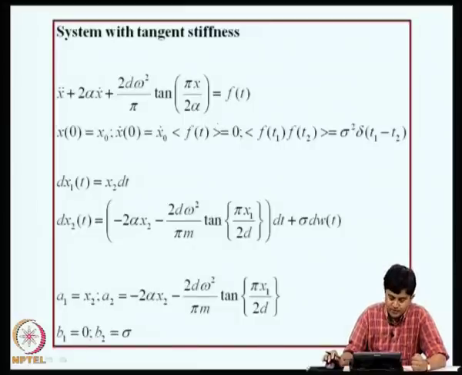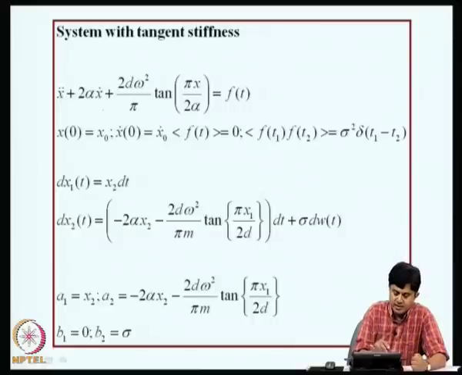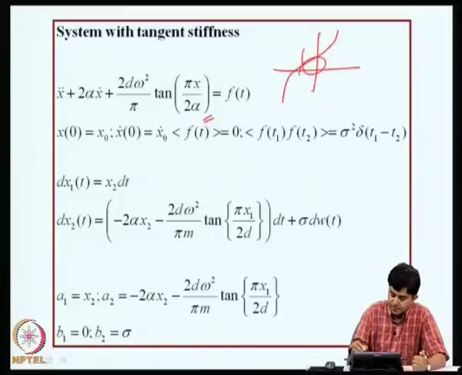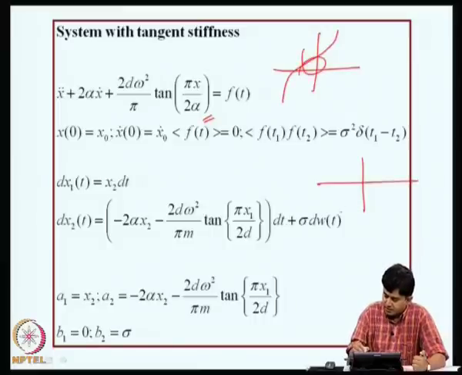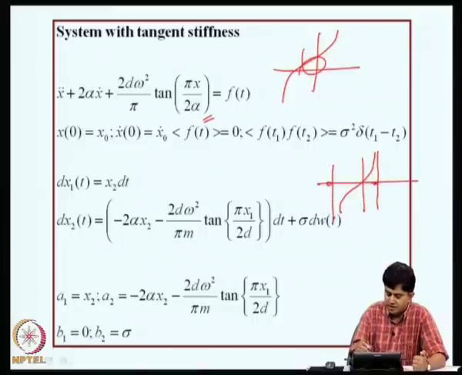Now, we can give a few more examples. One more example is a single degree of freedom system with a tangent stiffness. So, in this system, if displacement crosses certain limits, the stiffness becomes very large and it offers infinite stiffness as displacement approaches these values. That is what this tangent stiffness means.